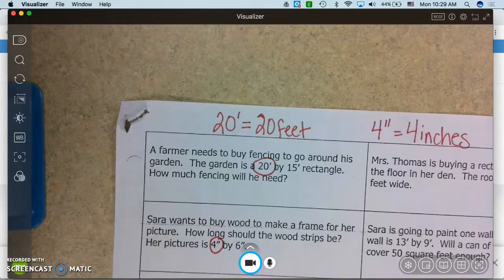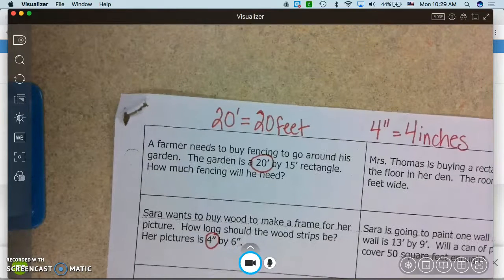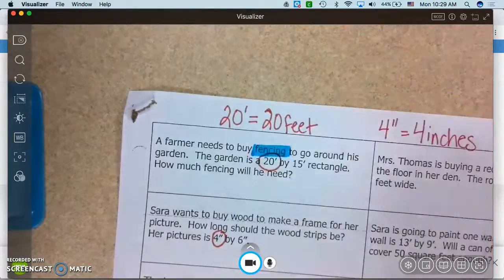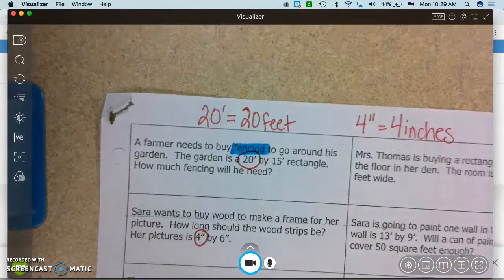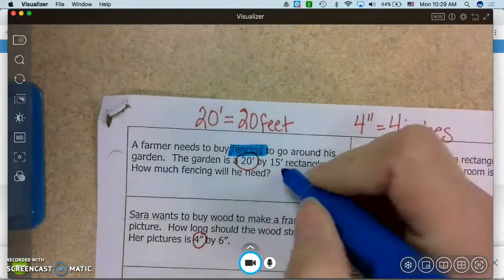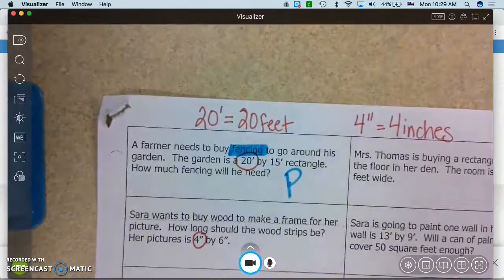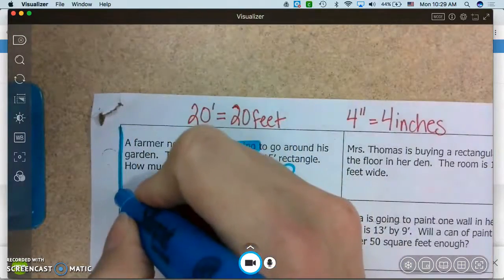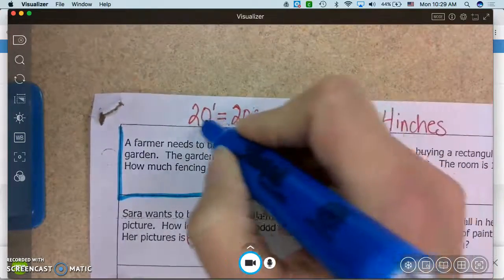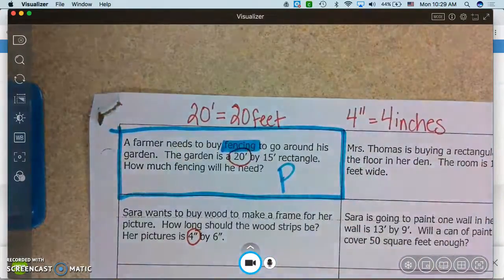All right, so let's go back to the farmer buying fencing. So we're buying fencing, and it wants to know how much fencing will he need. Well, think about fencing. Would that be perimeter or area? Perimeter. So I'm going to write a P on this problem, and then I'm going to trace around the outside of the box. That just helps me remember that I am looking for the outside edge, the perimeter.